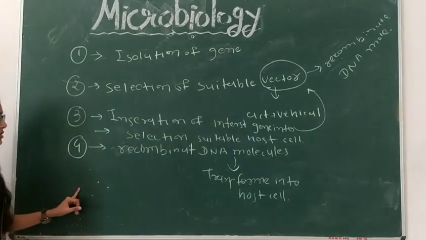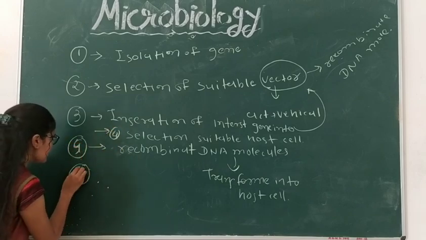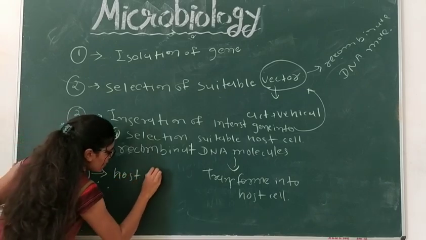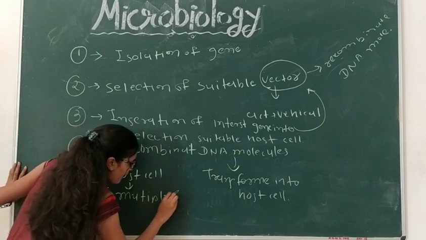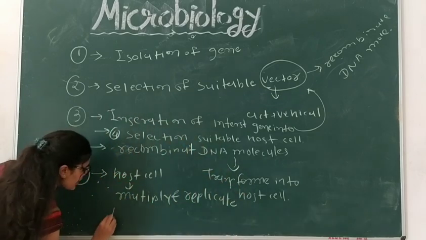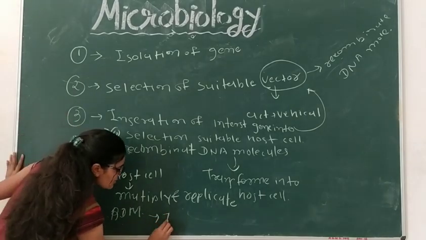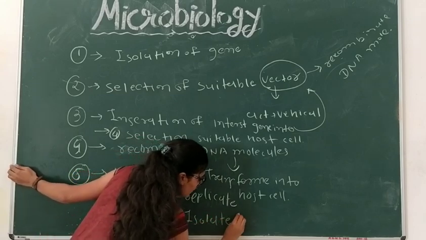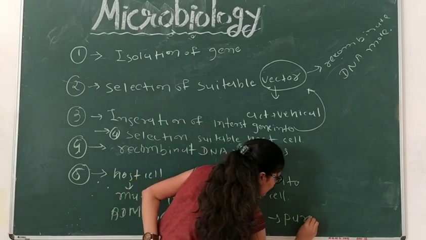After transformation, the host cell will multiply and replicate the recombinant DNA molecule. And then the 7th step, isolate our recombinant DNA molecules and then purify it.